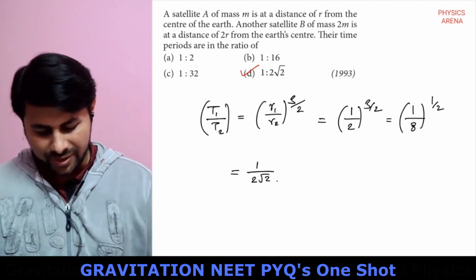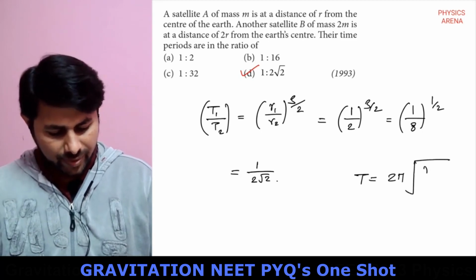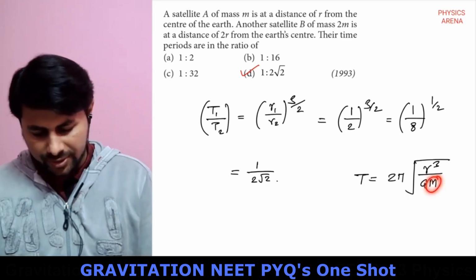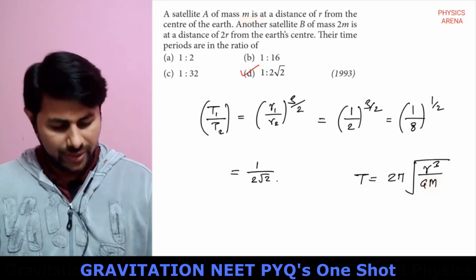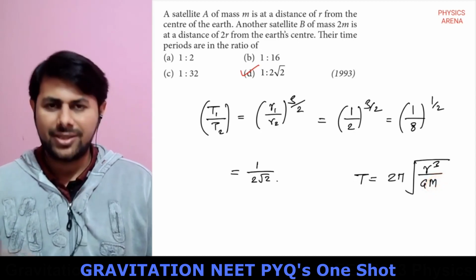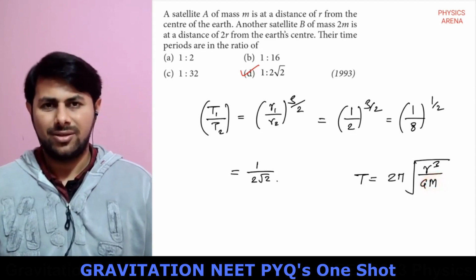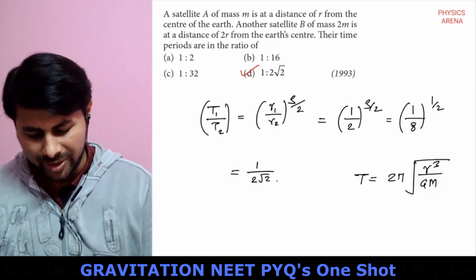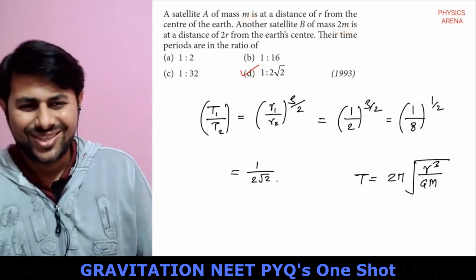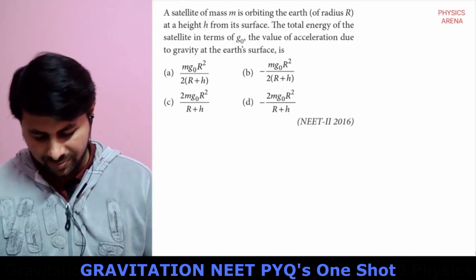Okay. So see, the formula for time period is 2 pi square root of r cubed divided by GM. And this mass is not the mass of the satellite. Okay, this is the mass of Earth. So the time period doesn't depend on the mass of the satellite. It depends on the mass of Earth. So it doesn't matter how much the mass of the satellite is. It does not depend on mass. All right, so let's move on to the next question.